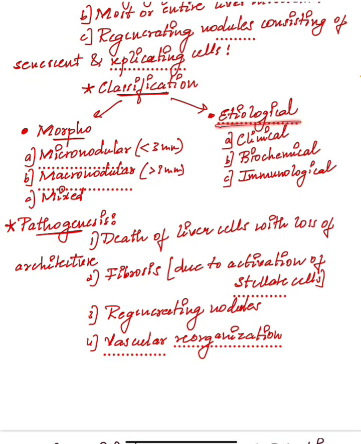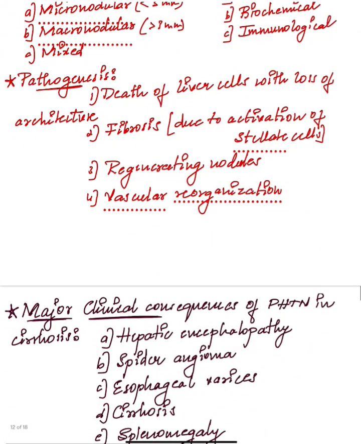On an etiological basis, we can classify it as clinical, biochemical, or immunological. Coming to pathogenesis, death of the liver cells with loss of the architecture can be seen, along with fibrosis, regenerating nodules, and vascular reorganization. The fibrosis may be due to the activation of the stellate cells. As we have seen in the previous video, the main cause of stellate cell activation is alcohol.